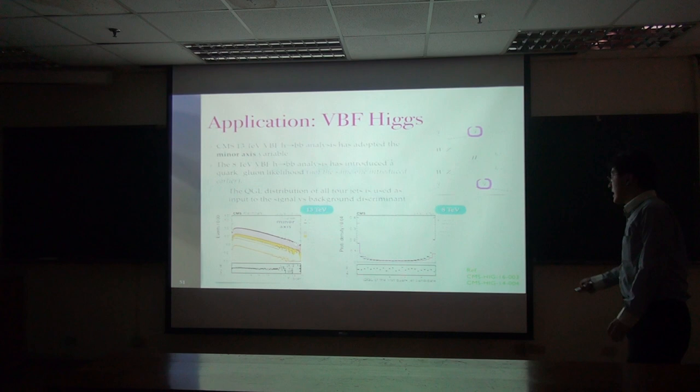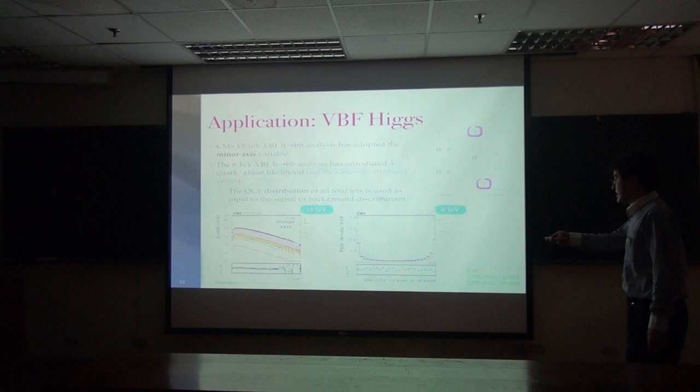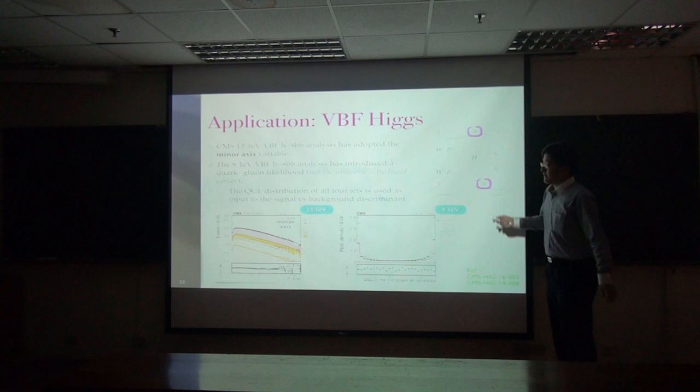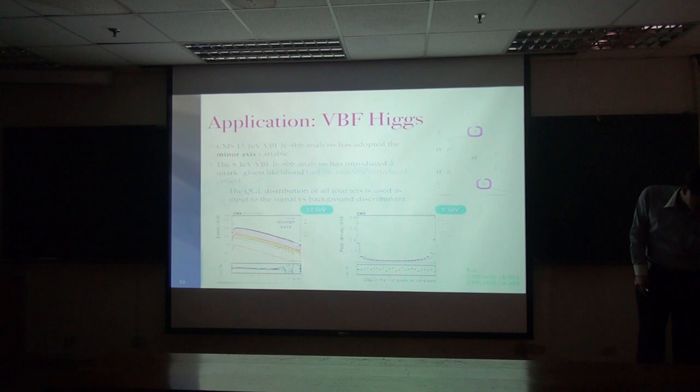So this is just showing the sine variable. There's a minor X distribution at 13 TeV data for a so-called VBF-like event. This is also for 8 TeV, but this is a quark-gluon likelihood distribution. So this is basically the idea, taking these two forward jets. It's not yet become part of a full analysis, but it can have some potential in the near future. So anyway, I think I'm going to summarize my talk quickly.